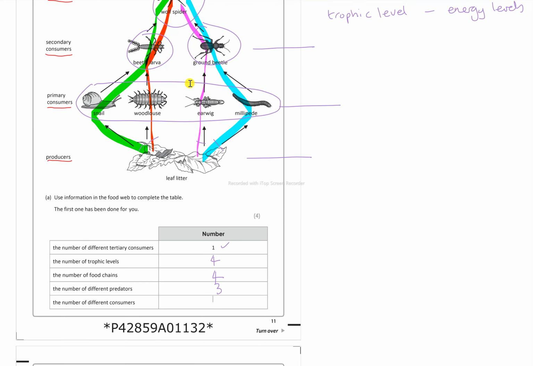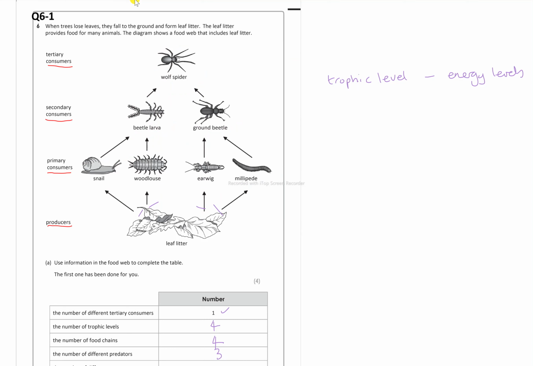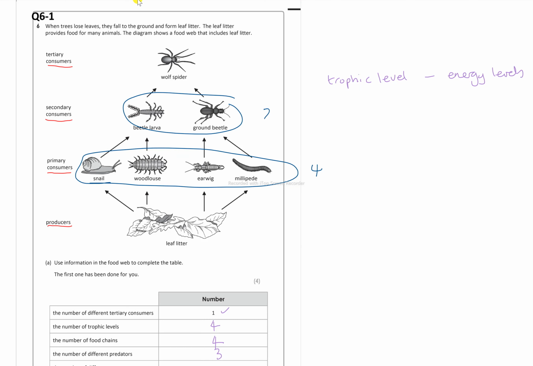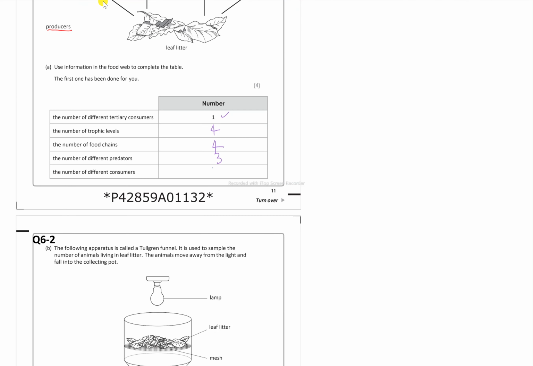Right, okay. And now we're looking at number of different consumers. These 4 are consumers because they are consuming the primary. Keep calling it the producers. So we've got 4 there. Then we've got these 2. They're consuming these 2 there, and you've got this wolf spider. So altogether we've got 7. Right, a predator is something that eats another animal.